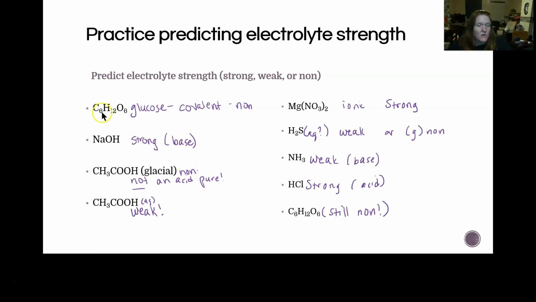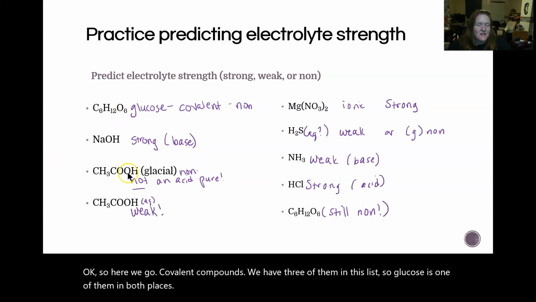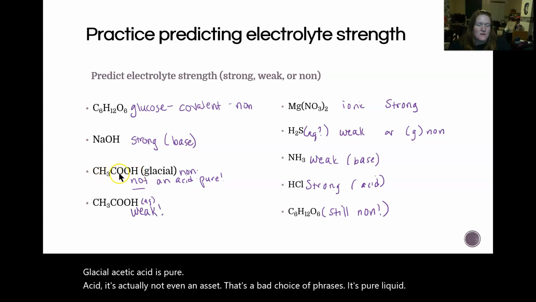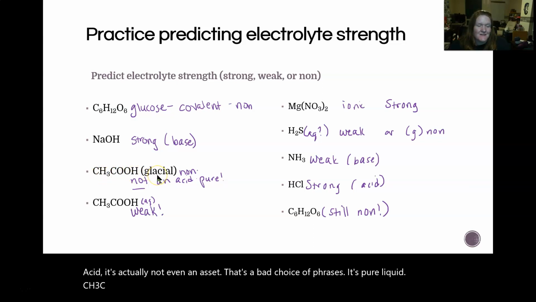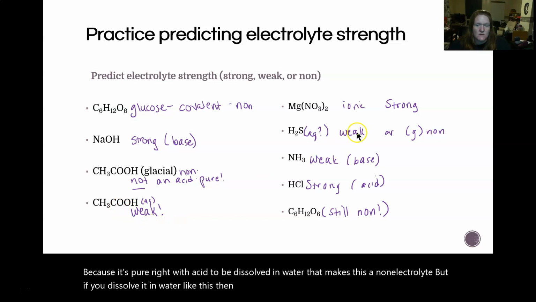Okay, so here we go. Covalent compounds, we have 3 of them in this list. So glucose is one of them in both places. Glacial acetic acid is pure acid. It's actually not even an acid. That's a bad choice of phrases. It's pure liquid CH3COOH. It is actually not an acid because it's pure, right? We said acids had to be dissolved in water. That makes this a non-electrolyte. But if you dissolve it in water like this, then it's a weak electrolyte.